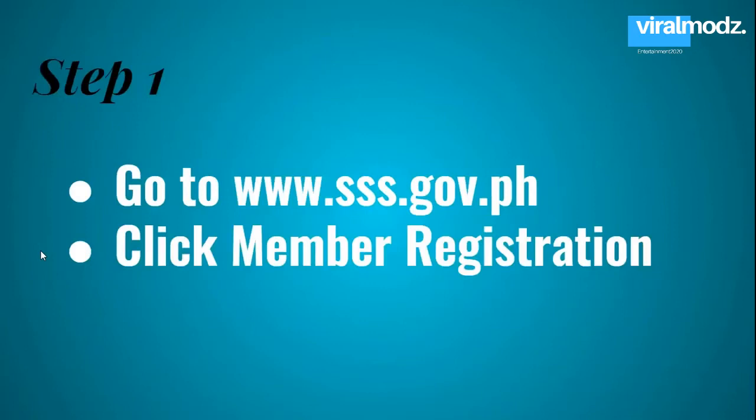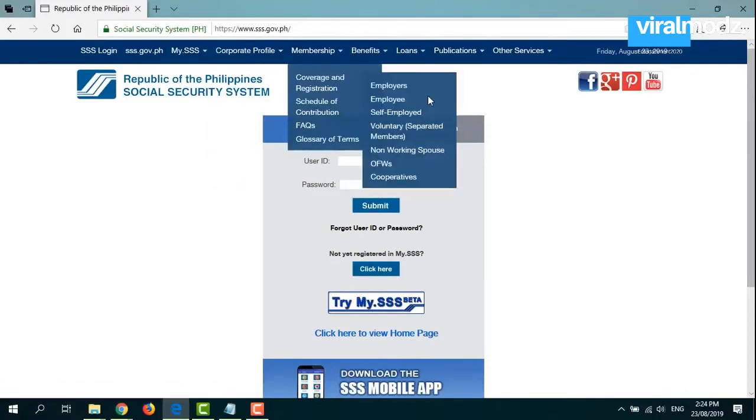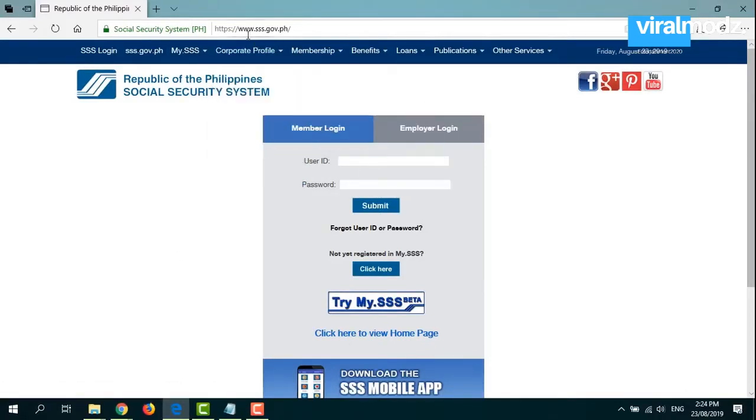Go to www.sss.gov.ph, then click Member Registration, and we need to fill out the required information in the SSS online registration form. Now let me take you to the SSS website so I can show you the SSS online registration form. Okay, so we're here at the SSS official website. It's at www.sss.gov.ph.